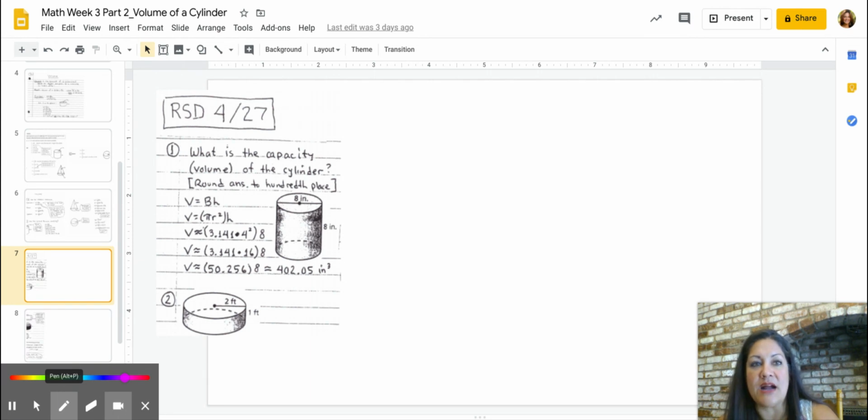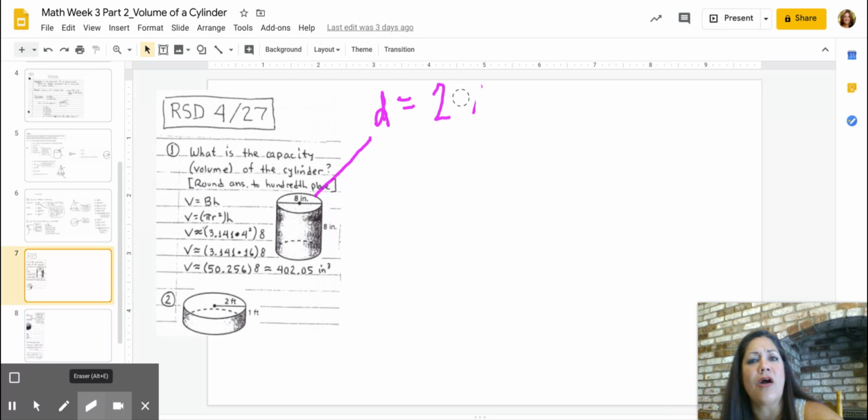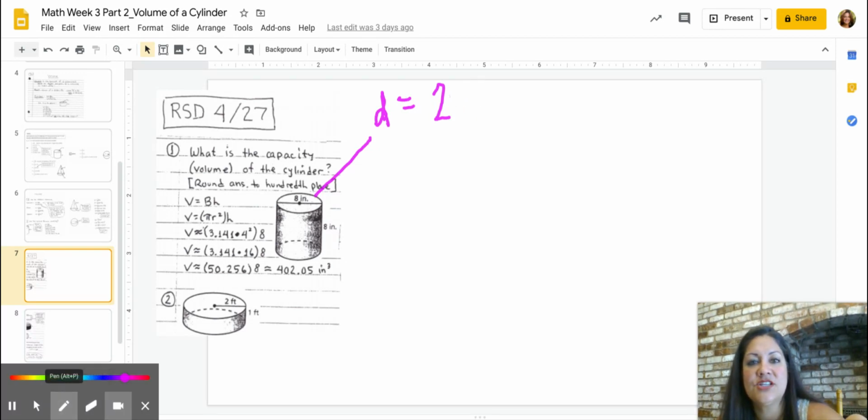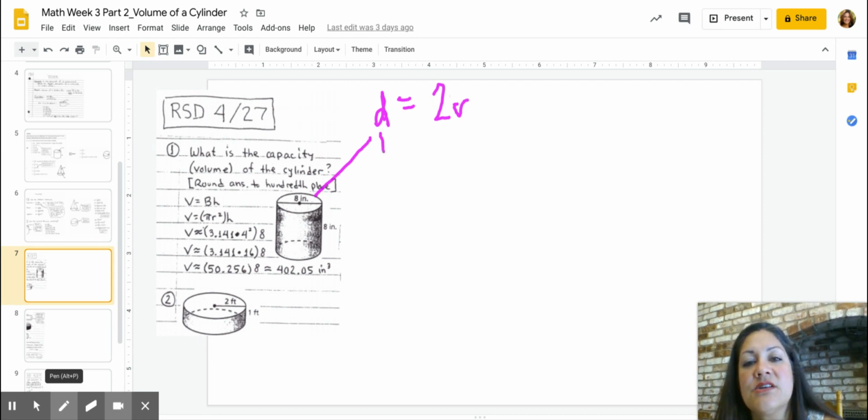I want to point out that for our r squared, it is actually not the diameter, it's the radius. The diameter is 2r. Oh my goodness. So with a diameter of 8, that means our radius is 4.